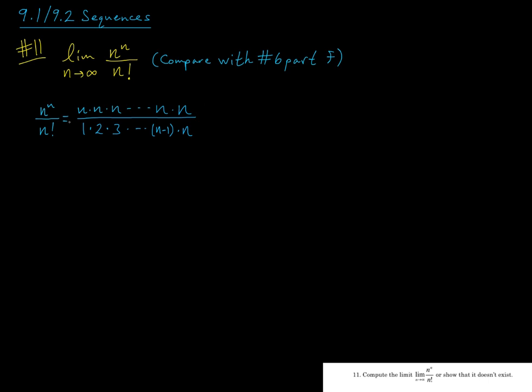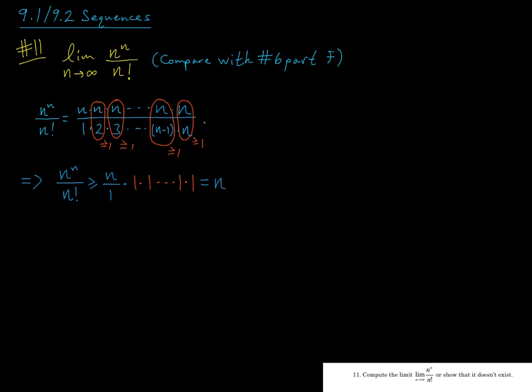Okay, so the idea is, let's write this out in expanded form. I have n to the nth power, well that's just n times itself n times, and n factorial, that's 1 times 2 times 3 all the way up until we get to n. And now here's the idea. I'm going to group the following terms, n over n minus 1, all the way down until we get to n over 3, and then n over 2. And I'm going to leave this n over 1 off on its own.